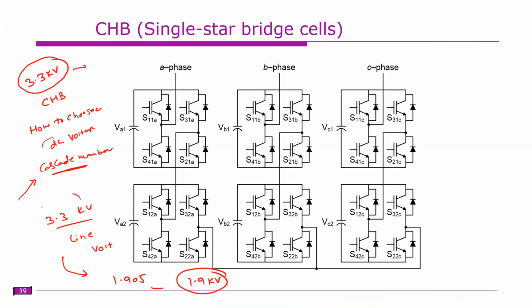If you want to design a 3.3 kV inverter, that is the line voltage RMS value, the phase voltage must be 1.9 kV. So the voltage measured from here, this is A phase, to this one, is the phase voltage, and its RMS value is 1.9 kV.